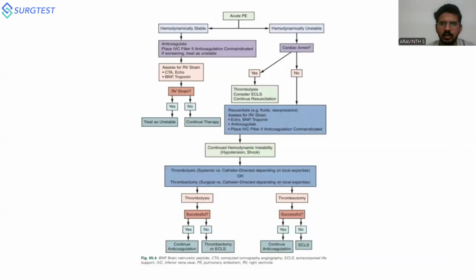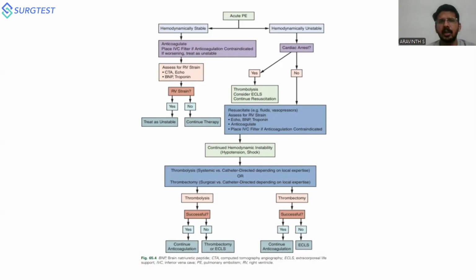Patient comes to you, you diagnose PE or suspect PE. Patient is hemodynamically stable, I told you what. Hemodynamically unstable, you see if the patient is having cardiac arrest or not. In cardiac arrest, straight away thrombolyze, consider extracorporeal life support, and continue resuscitating the patient. This is one indication where you can do a prolonged CPR. Pulmonary embolism is one classical indication where you can do a prolonged CPR because it is pretty much reversible and you have a good chance of recovery despite the patient having prolonged CPR. It's been shown that.